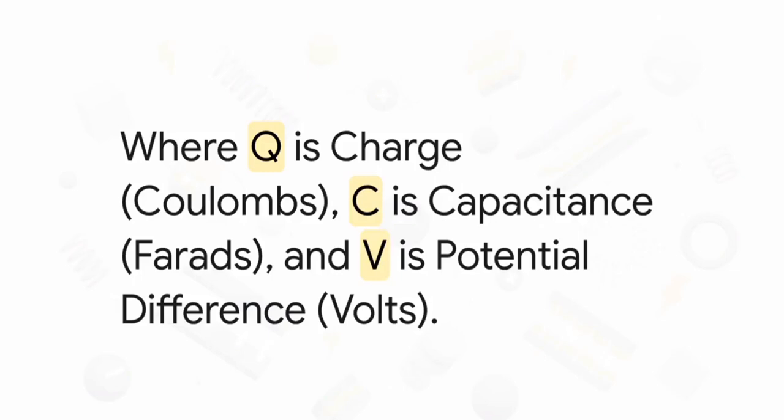Q is the charge, V is the voltage, and C is the magic number. That's the capacitance, and it tells you how good that specific capacitor is at storing charge for a given voltage. It's kind of like its defining stat, and we measure it in farads.